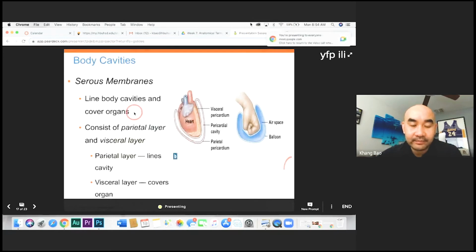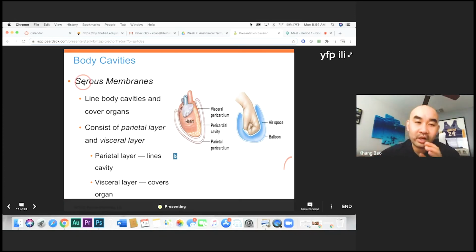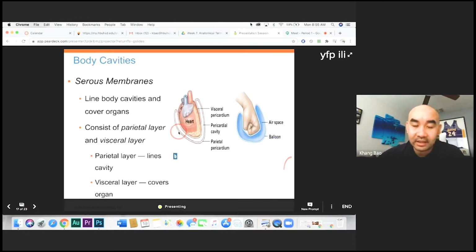Every cavity is to protect the important organs, right? All the organs in your body. Each cavity contains two layers, what we call the serous membrane layer. It lines the internal cavity. Every cavity has two membranes. Think of the heart here. You have the pericardial cavity, right? That is part of the thoracic cavity. Pericardial is the cavity that surrounds the heart to protect the heart and also to give the heart the space to move.